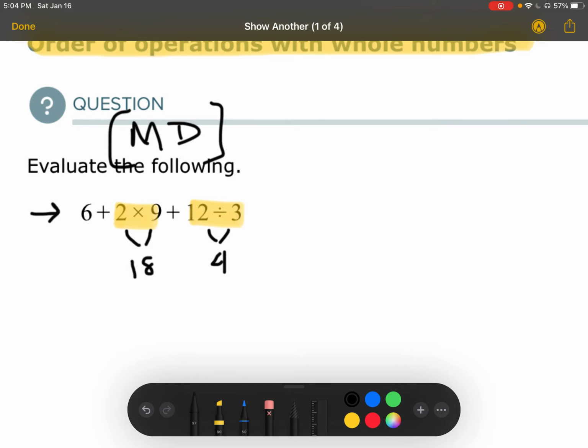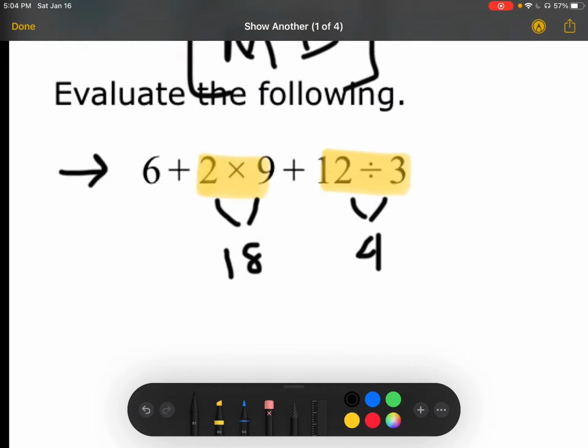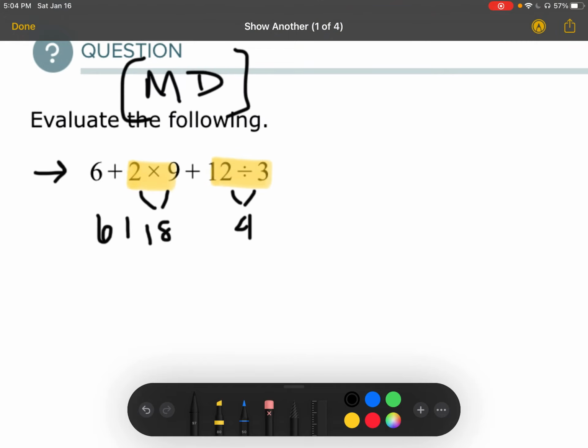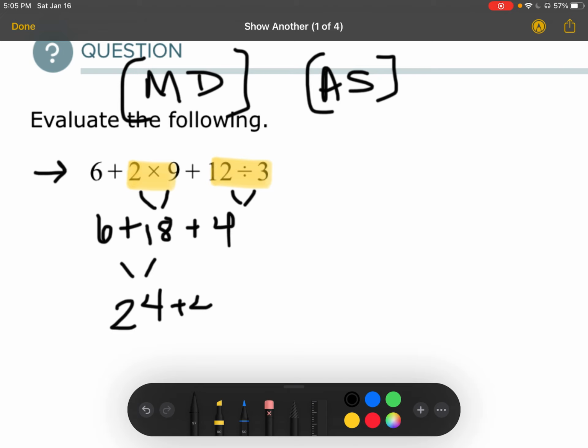I'm going to then rewrite out that line, because that's where you guys try to skip steps and you get questions wrong. You think you know what you're talking about and then you get all messed up. Take your time, write it out, it'll help you. And then we're going to go to addition and subtraction. So I do 6 plus 18 plus 4, and that together would be 24 plus 4, and then that is 28.